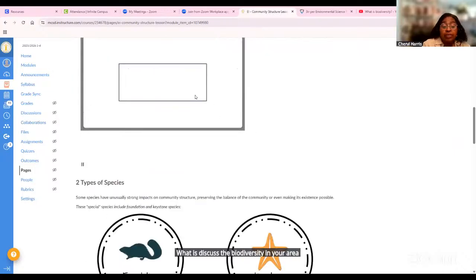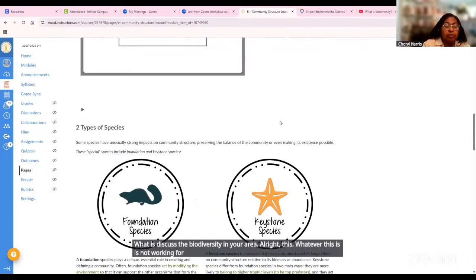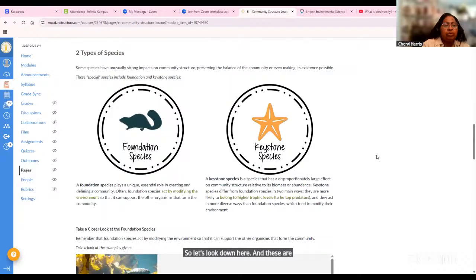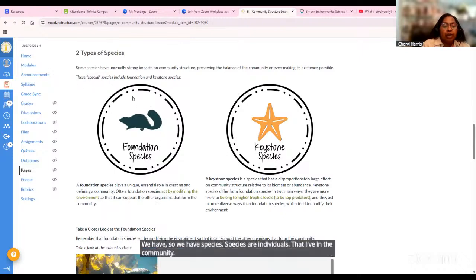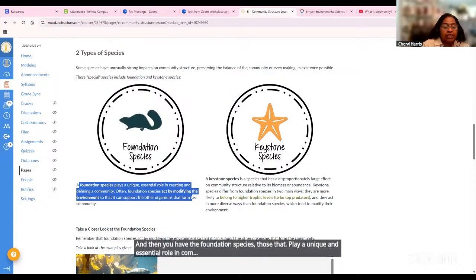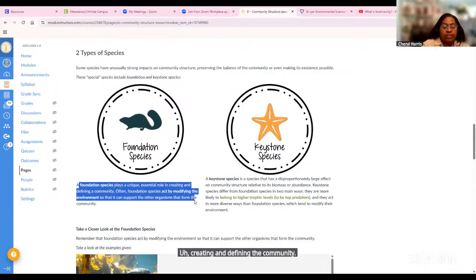All right, whatever, this is not working for me, so I guess it's not gonna work for you either. So let's look down here, and these are 2 new vocabulary words that we have. So we have species. Species are individuals that live in the community. And then you have the foundation species, those that play a unique and essential role in creating and defining the community. Often the foundation species act by modifying the environment so that it can support other organisms. In your community, sometimes that's the humans.